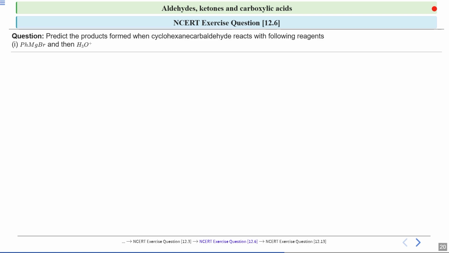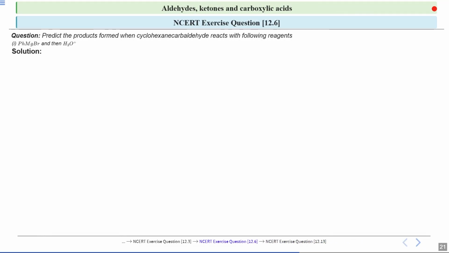Now let us move to the next question. You have to predict the products formed when cyclohexane carbaldehyde reacts with the following reagents: PhMgBr and then H3O+. Now let us look at the answer to this particular question. This reaction involves cyclohexane carbaldehyde with PhMgBr, which is a Grignard reagent, followed by an acidic workup. First, let's outline the reaction scheme.